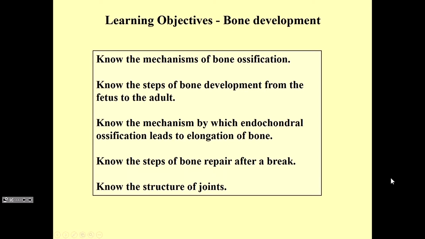So the objectives for this lecture: know the mechanisms of bone ossification and many of the steps that occur during bone development from fetal formation until we stop growing as an adult, and know the mechanisms of endochondral ossification leading to bone elongation, how that occurs until it stops. Then we'll talk about how bone repair occurs after a break. And then we're going to talk about joints, so the tissues around articulating bones.